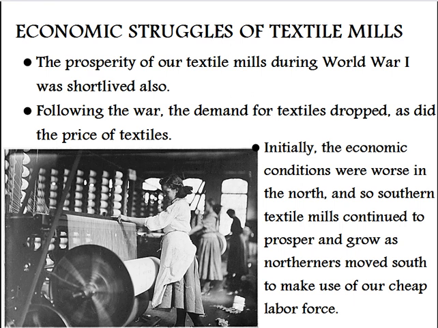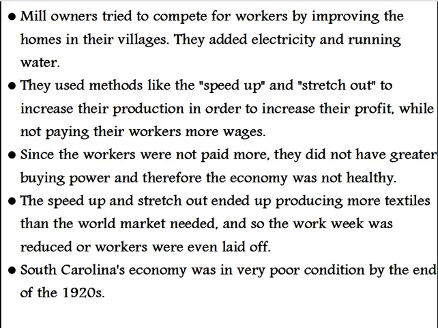The conditions were worse in the north, and so southern textile mills continued to prosper and grow as northerners moved south to make use of cheap labor. Mill owners tried to compete for workers by improving homes in their villages. They added electricity and running water. They used methods like the speed up or stretch out to increase their production in order to increase their profit. But they were not going to pay their workers any more money.